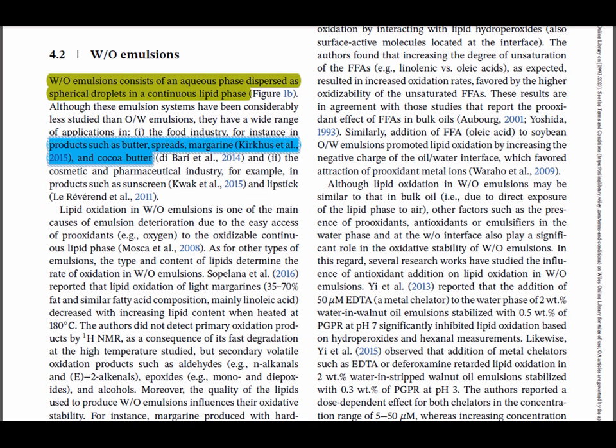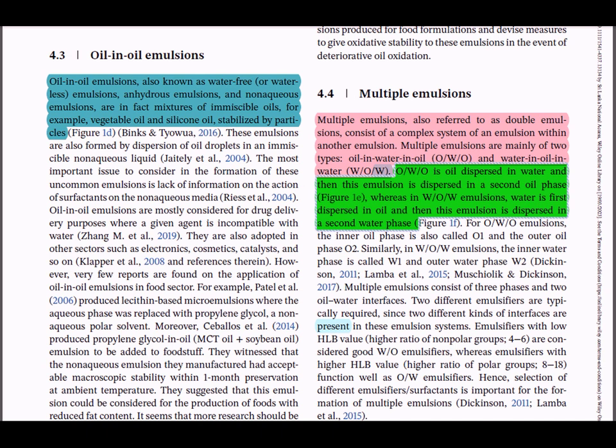Water in oil emulsions consist of an aqueous phase dispersed as spherical droplets in a continuous lipid phase. Products such as butter, spreads, margarine, and cocoa butter are examples of water in oil emulsions. Oil in oil emulsions, also known as water-free emulsions, anhydrous emulsions, and non-aqueous emulsions, are in fact mixtures of immiscible oils, for example, vegetable oil and silicone oil, stabilized by particles.